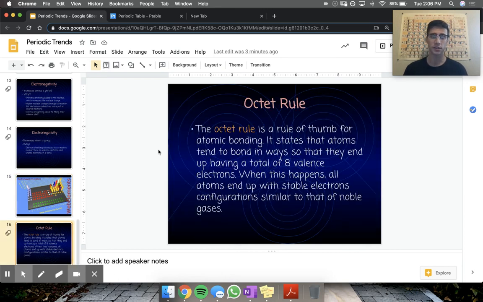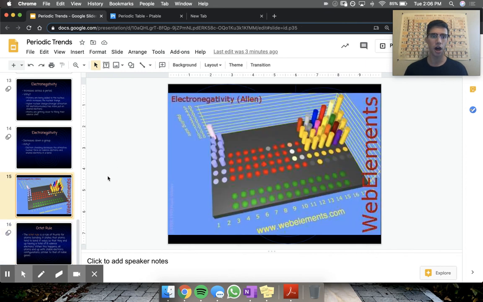So the last thing on here is just a refresher of the octet rule, because this relates to those periodic trends. But when we're thinking about the octet rule and thinking about having a total of 8 valence electrons for any given atom, this is really a trend that explains bonding patterns. And when we're talking about this, the atoms that we should really be concerned with are the nonmetals that kind of live right around here.